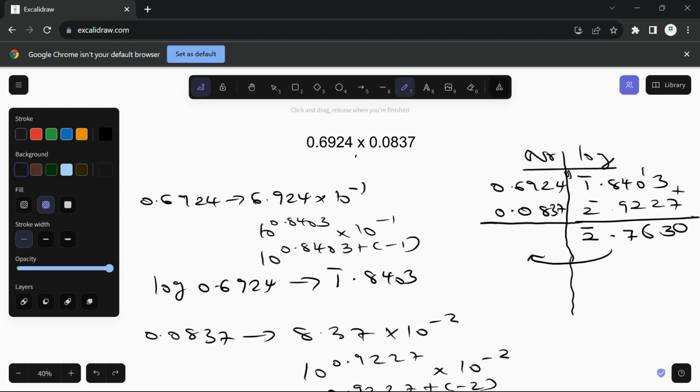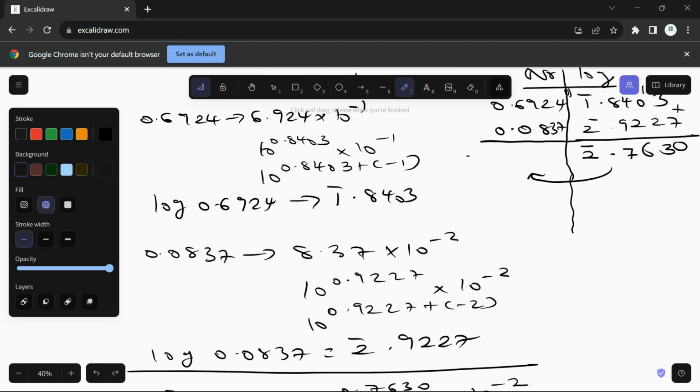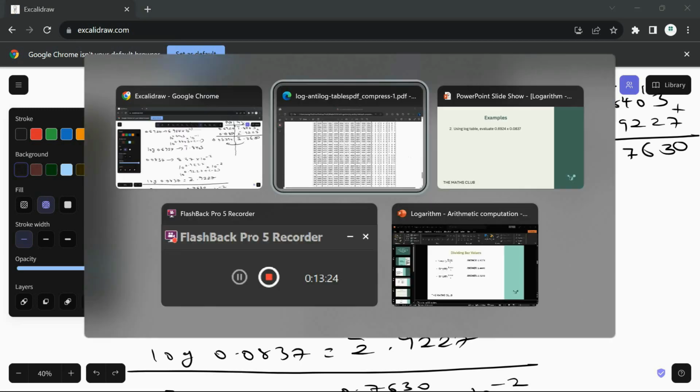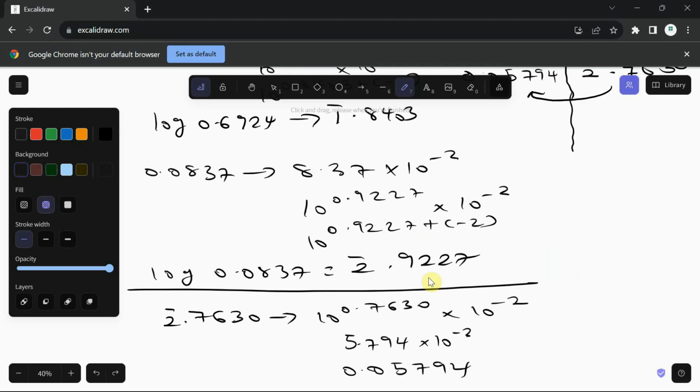So that means that by the time we find the anti-log of this and take it back to a number, we have 0.05794. Let's see if our answer is correct. 0.05794. Great. Which is the same thing as what we add. Great. So that's how we actually just multiply.